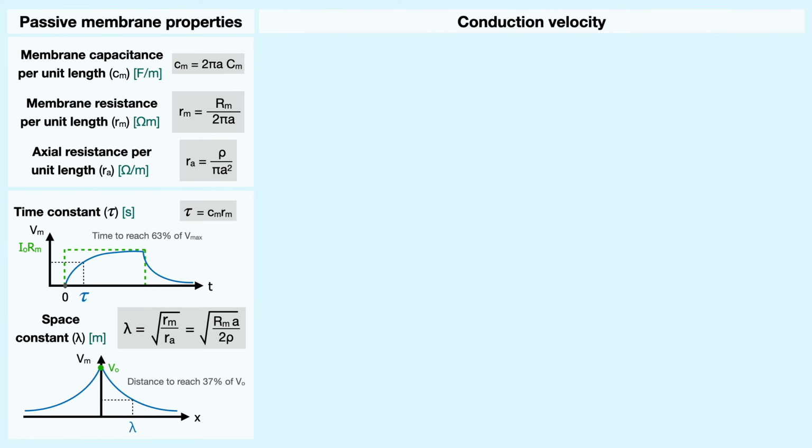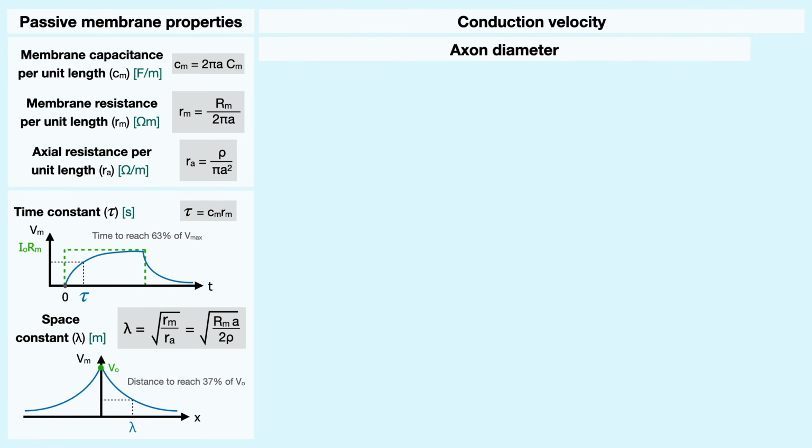To get more information on these properties, you can refer to the section on the equivalent circuit model and on the cable theory to see where these equations come from. The two main mechanisms that increase the conduction velocity are linked with the diameter of the axon and the level of myelination of the axon.